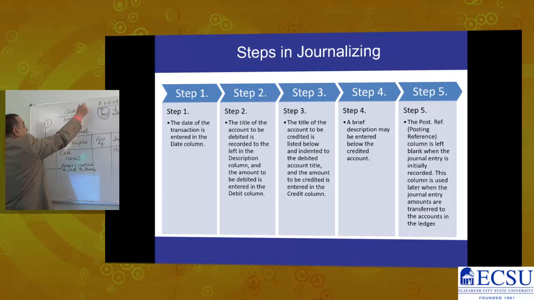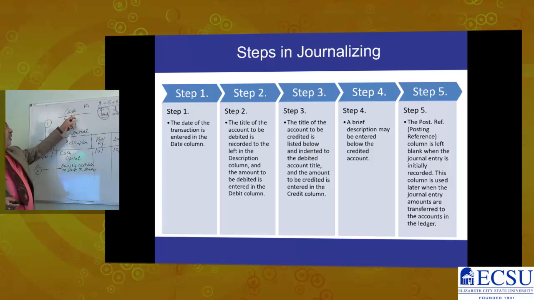So if the page number of cash is, let's say, 101, after I post it, I will be writing 101, not now. So that is another video that we'll be working on. Right now it will be left blank, but when the journal entry is transferred to a ledger, that is known as posting, then we will be writing that page number of the ledger.